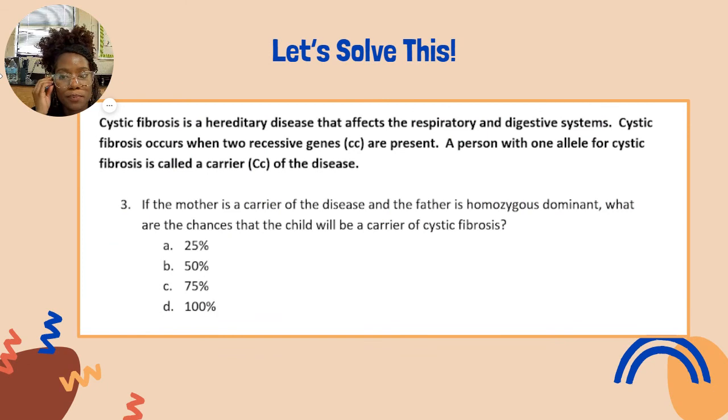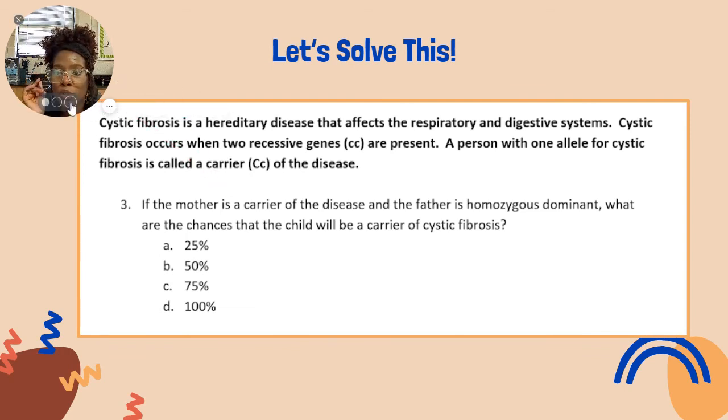Okay, let's solve this. So cystic fibrosis is a hereditary disease that affects the respiratory and digestive systems. Cystic fibrosis occurs when two recessive genes are present. A person with one allele for cystic fibrosis is called a carrier of the disease.